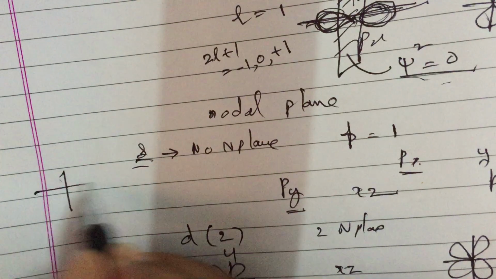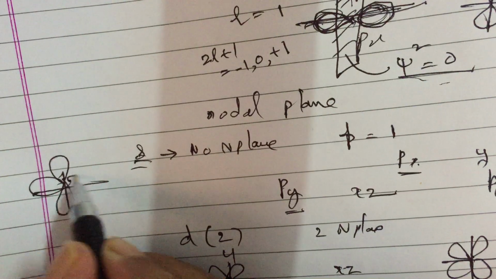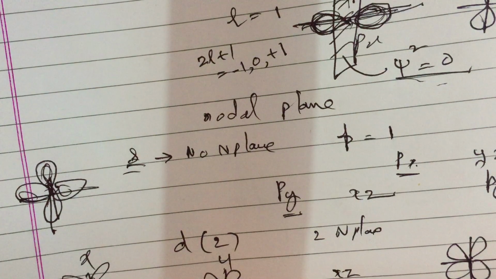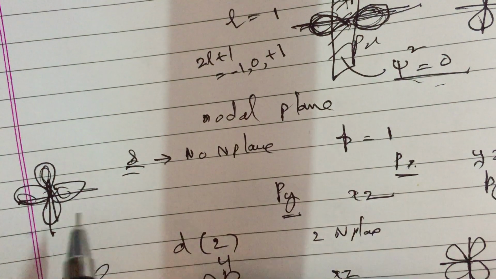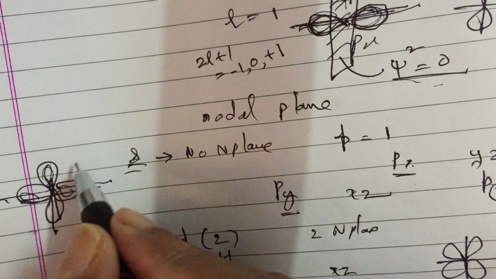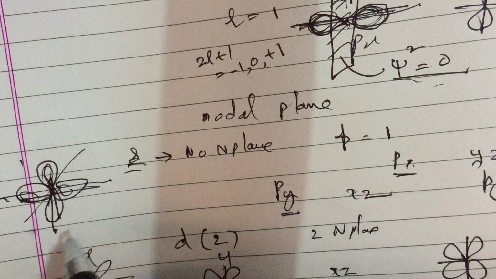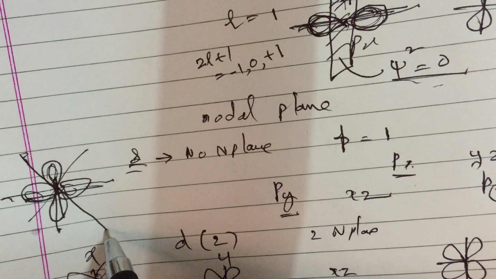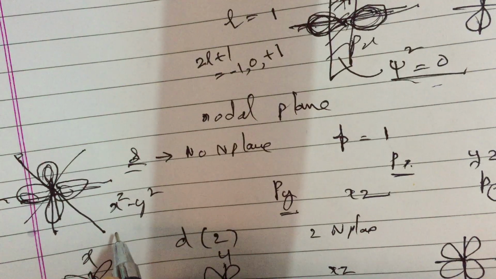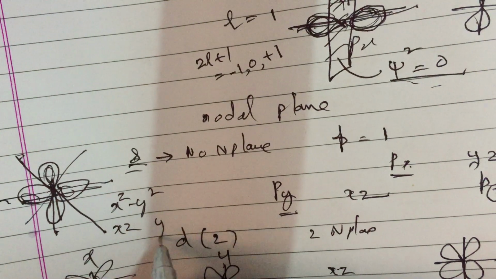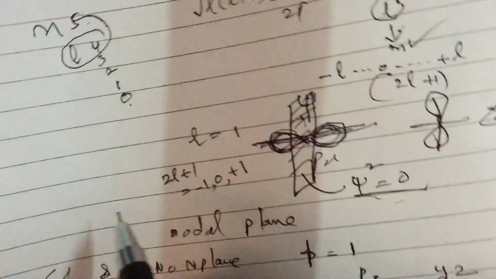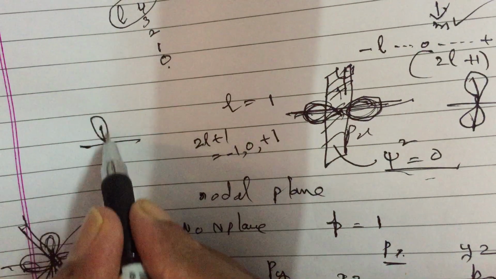What are the nodal planes of dx square minus y square? Notice this dx square minus y square is a d orbital that is lying on the axis. All the p orbitals px, py, pz lie on the axis. Dx square minus y square is also lying on the axis, and its nodal planes are in between the axes. For the dx square minus y square orbital also, nodal planes lie in the xz and yz directions, but they are across.